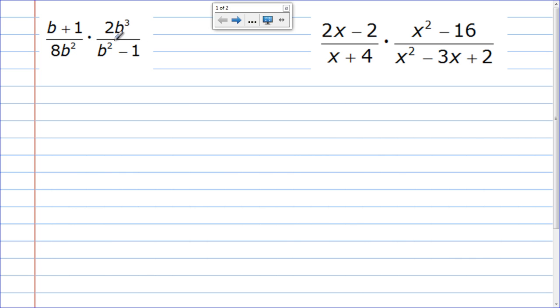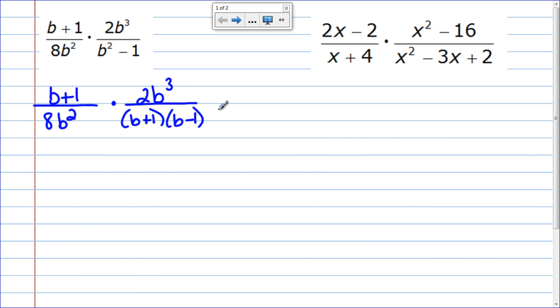So if we look at this first problem, the b plus 1 can't be factored. Neither can this 8b squared or this 2b cubed. But this b squared minus 1 is a difference of two squares, and I can factor it. So this one stays the same, b plus 1 over 8b squared. This 2b cubed, I can't do anything with either.